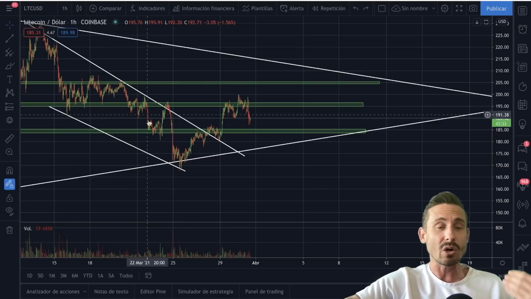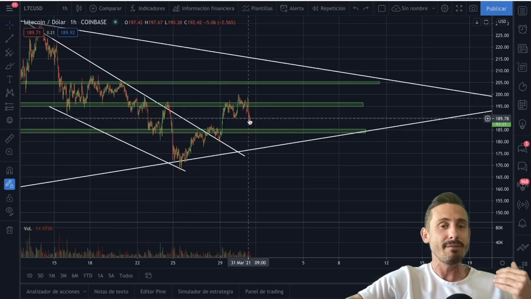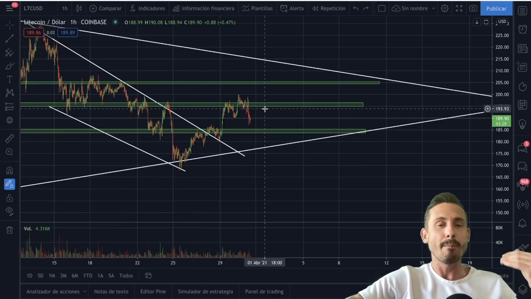We'll be checking out the Litecoin US dollar pair also. This inverse shoulder, head and shoulder that I mentioned yesterday might be still playing out.